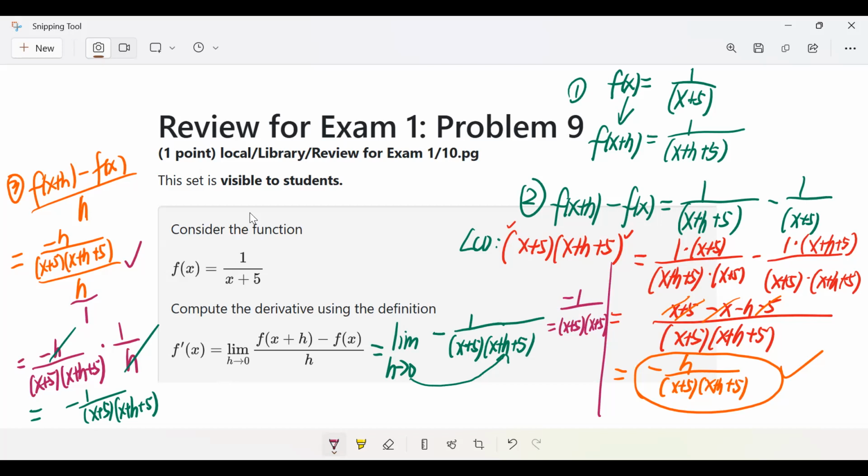And again, for the limit, the only variable here is h. Everything else is constant. So the limit of a constant becomes a constant. So this is negative 1 over x plus 5. So that's the final solution here in terms of the derivative using the limit definition. Derivative, right? So it's the end result. Okay. Any question about this?